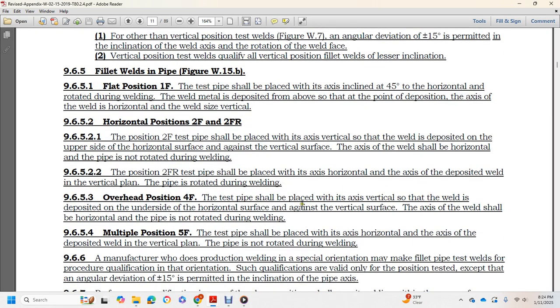Overhead position 4F: the test pipe should be placed with the axis vertical so the weld is deposited on the underside of the horizontal surface against the vertical surface. The axis of the weld should be horizontal and the pipe not rotated during welding. Multiple position 5F: the test pipe should be placed with the axis horizontal and the weld deposited in a vertical plane. The test pipe is not rotated during welding.